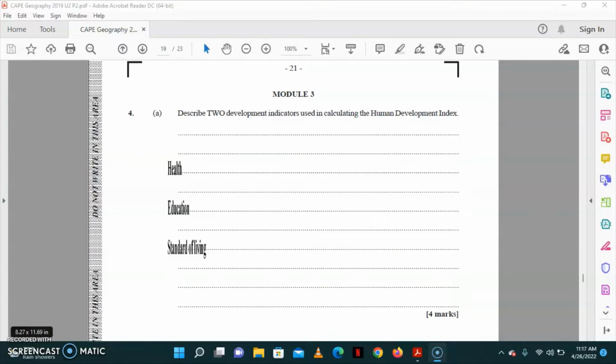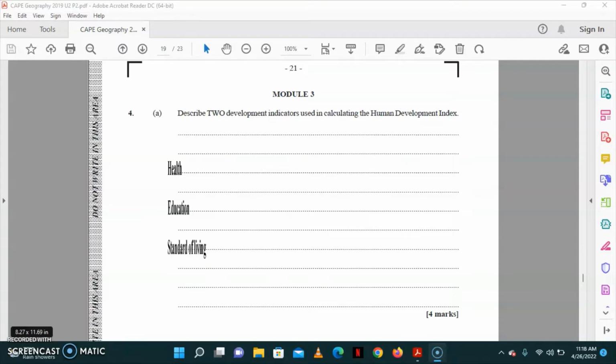For example, health. When we talk about health, they look at maternal and infant mortality. They'll also look at life expectancy. They also look at education. And when we talk about education, we look at the number of schools or universities, the enrollment rate, teacher-student ratio, and the literacy level in the country. They also look at the standard of living using the gross domestic product and the purchasing power parity.